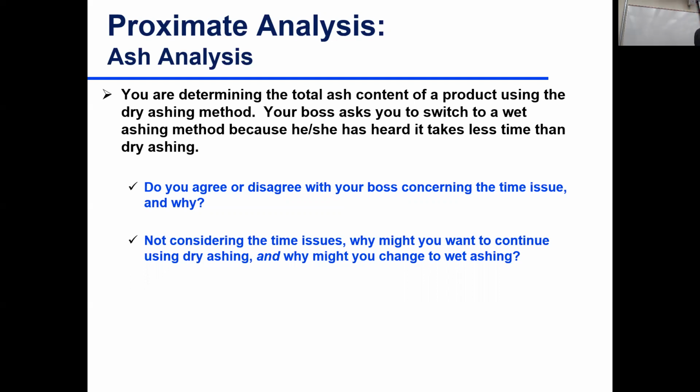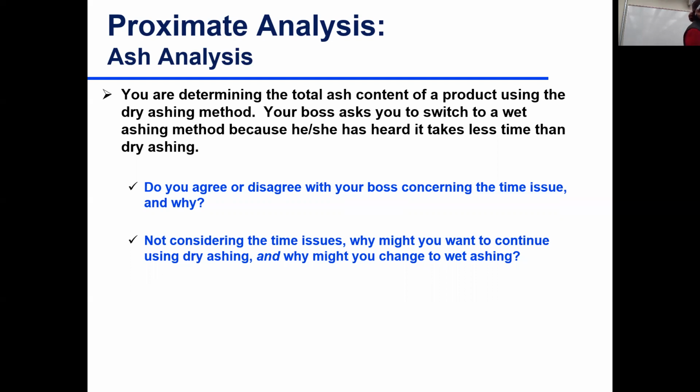Okay, so for instance, we are going to determine the total ash content of a product using the dry ashing methodology. Then your boss asks you to use the wet ashing method instead of the dry ashing method, saying that it takes less time than dry ashing. Under this scenario, I have two questions. The first one is: do you agree or disagree with your boss concerning the time issue, and why? This is your first question. And if you want to share, you can share with me.